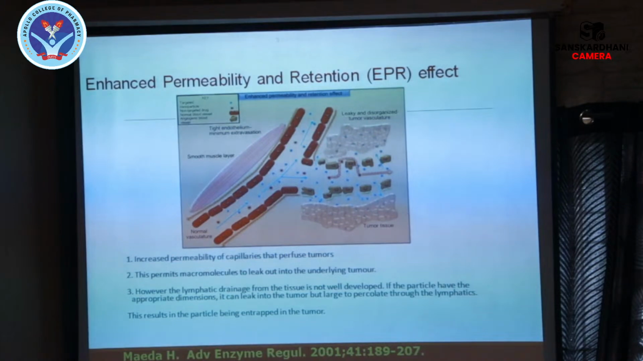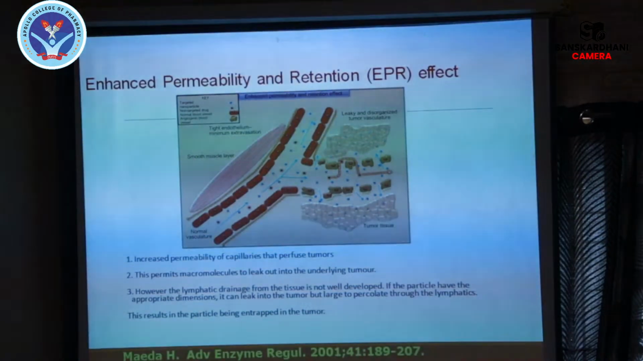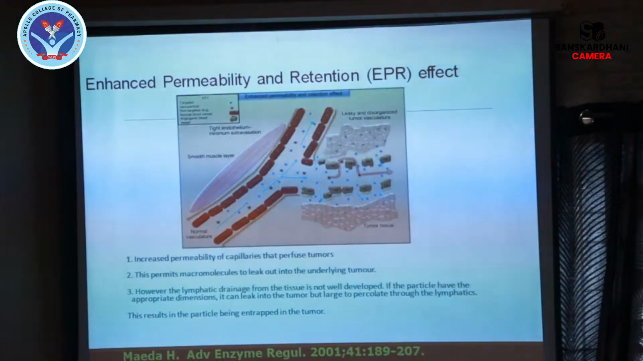Whatever is leaking into the tissues from the blood capillary is collected by the lymphatic vessels. Otherwise, what will happen? These tissues will get swollen because of leakage of excess plasma into the tissues. So this excess plasma which is leaking into the tissue is gathered by the lymphatic vessels. But in the case of cancer tissues, what happens? The lymphatic vessels also get blocked because of overgrowth of cells. So once the liposome leaks into the tissue, it will be retained in the tissue because it is not taken up by the lymphatic vessels. That's why we call it the enhanced permeability and retention effect.